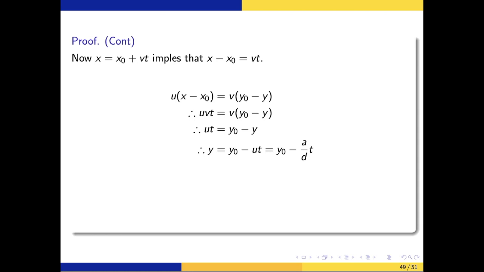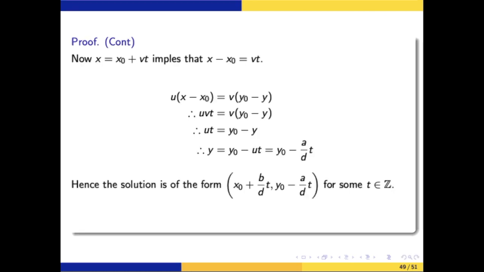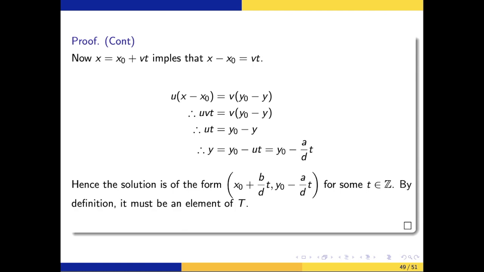Now cancelling off the v, which is non-zero, we get that ut equals y naught minus y, and so rearranging, we get that y equals y naught minus ut, which equals y naught minus a upon d t. So that means that the solution x comma y is of the form x naught plus b upon d t comma y naught minus a upon d t, where x naught comma y naught was a particular solution and t was some integer. But by definition, this ordered pair must be an element of T. And so we have shown that every element of S is an element of T, and that completes the proof.